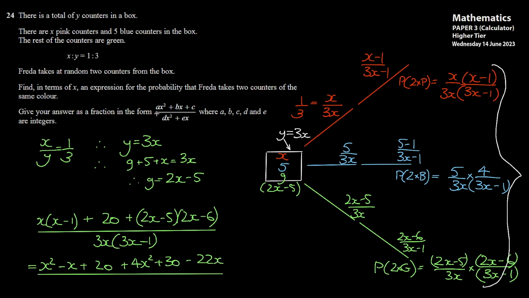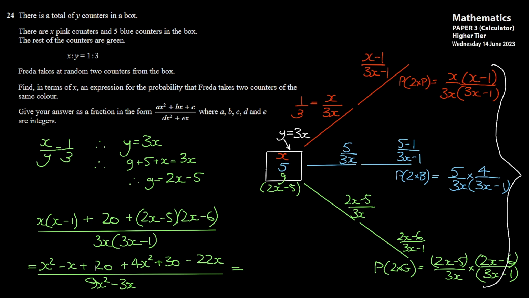Now I'm looking towards the answer. They've multiplied this bracket out. So if I multiply this out, I get 9x squared minus 3x. So the denominator is in exactly the form that they want.